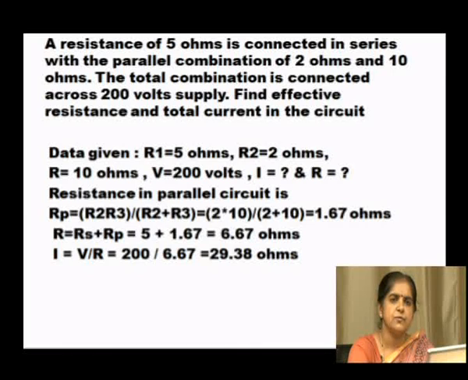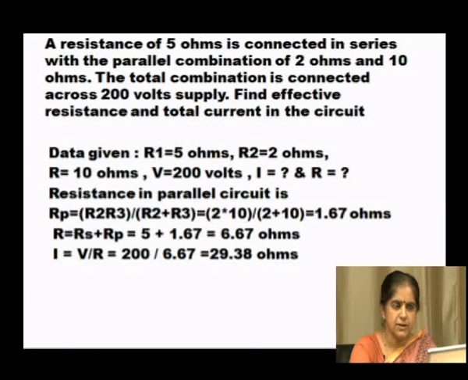So, first we have to find out the effective resistance in the parallel circuit, and that effective resistance is again connected in series with another resistance. So, the total resistance will be the series combination of this resistance and the parallel connection of the other two remaining resistances.